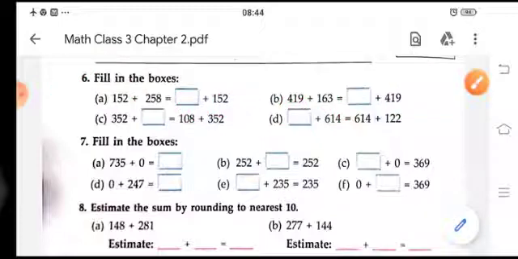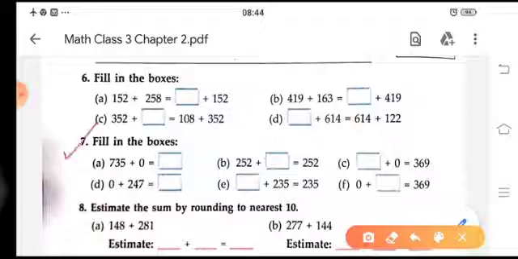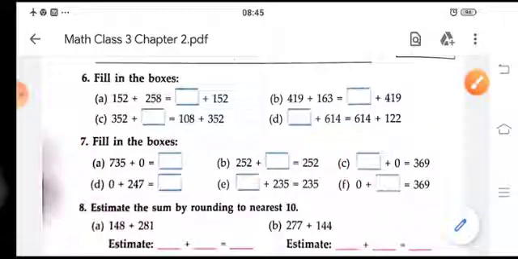Then fill in the boxes again, children. 735 plus 0. If we add 0 to any number, it will remain the same. So 735. Okay, 252 plus, because here it is 252, so here we write 0. Then plus 0 is equal to 369. What number should be here? 369. Okay, children, in this way do the rest of the sums.